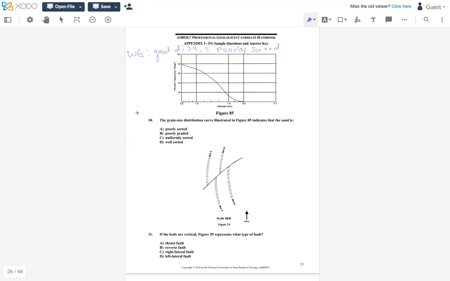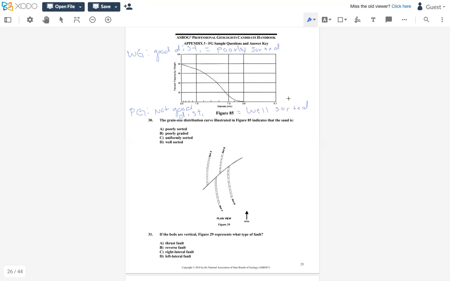All right, and I know that something that's poorly graded is not going to have a good distribution. And so that is the equivalent of well sorted. And so that means you're going to have similar sizes.